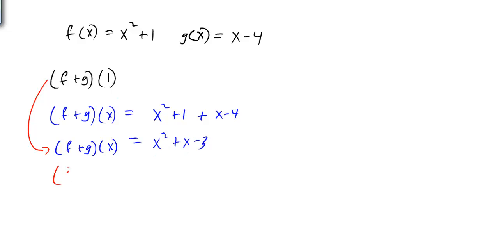So if we're looking for f plus g of 1, then we're simply going to plug 1 in, and we would get 1 squared plus 1 minus 3. And we're going to get 1 plus 1 is 2, 2 minus 3, so we end up with an answer of negative 1.